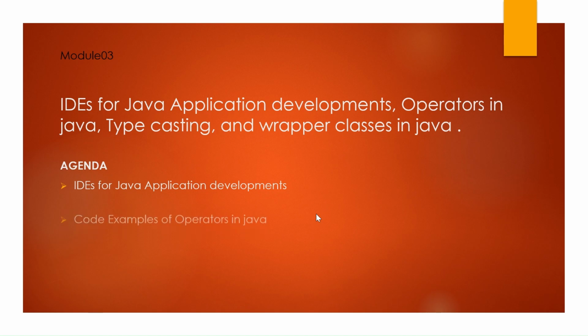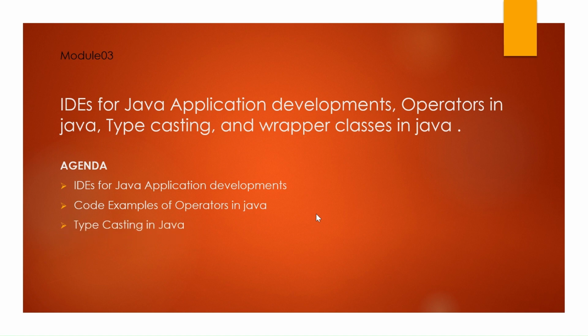Okay. After that, we will see code examples of operators in Java. We haven't seen code examples of operators in the previous module, so we will see here the edge cases with operators. Okay, and then we will see typecasting in Java. What is typecasting and what are the different types of typecasting? We will see that. Okay, then we will see the wrapper classes. What is the concept of wrapper classes and why we need them? We will also discuss that.